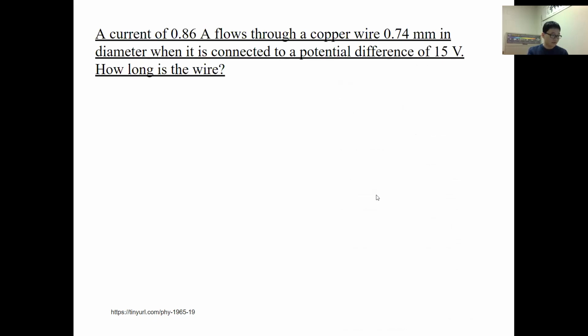All right, take a look at this example here. It says a current of 0.86 amps flows through a copper wire of 0.74 millimeter in diameter. When it is connected to a potential of 15 volts, how long is the wire? So we just learned Ohm's law and its relation to resistivity. Let's take a look at that.